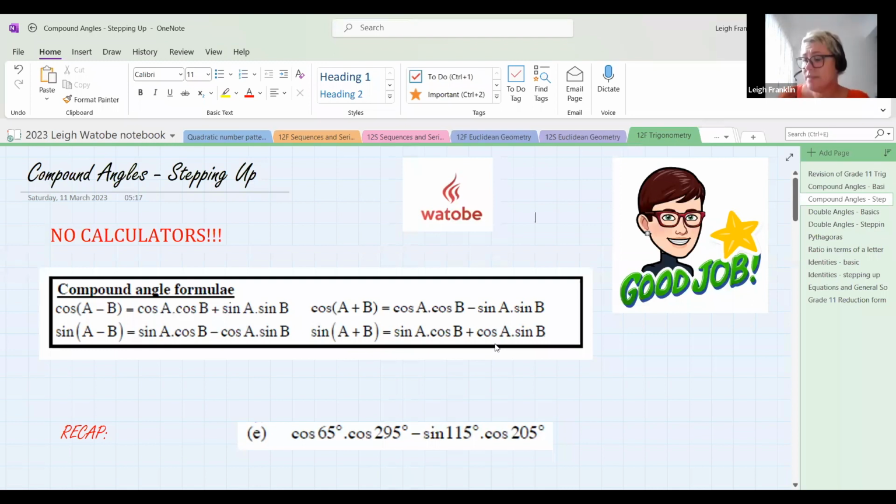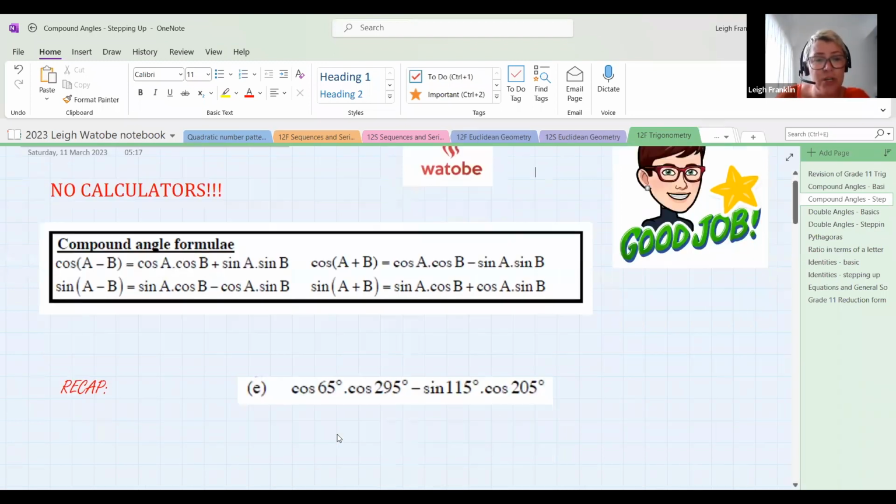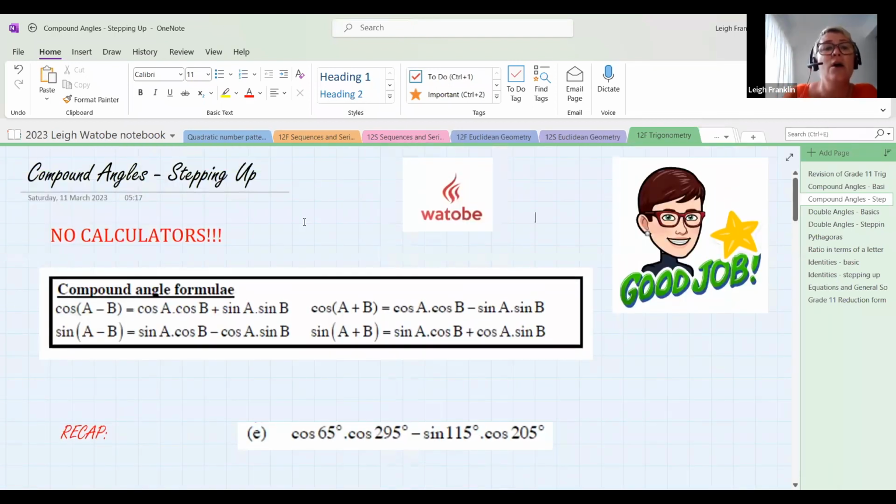So the last thing that we focused on was how to calculate the value of an expression, and we were applying our reduction formulae.